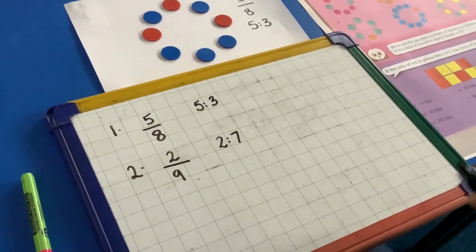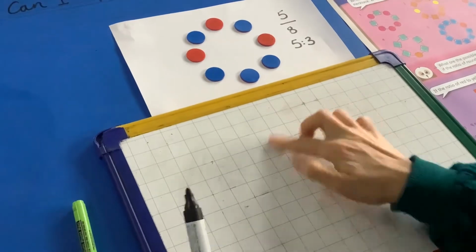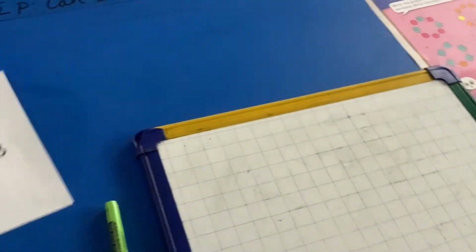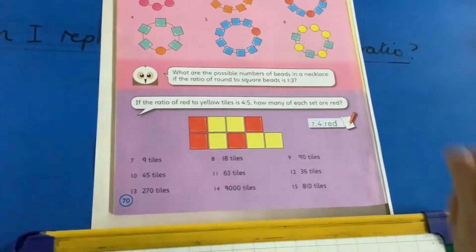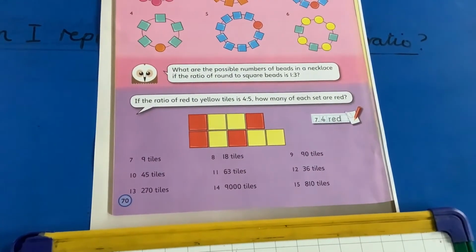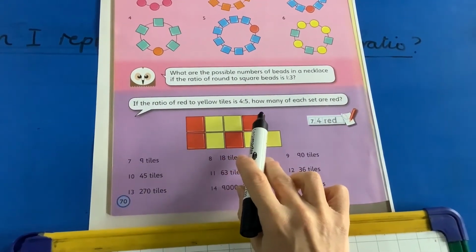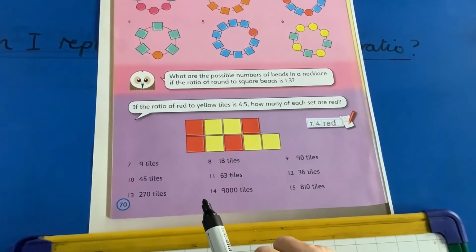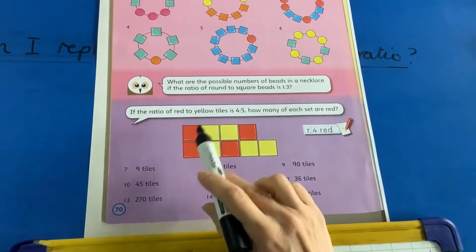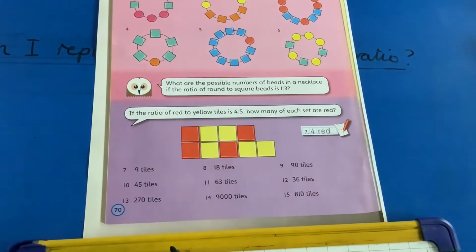Now, the bottom part of the sheet is a little bit more tricky. So let's move these out of the way. I think I'm going to move this sheet up here, just so you can see it carefully. So this is a little bit more tricky. Okay, if the ratio of red to yellow tiles is 4 to 5, how many of each set would be red? Okay, so every time I have 4 red tiles, I need to have 5 yellow tiles.